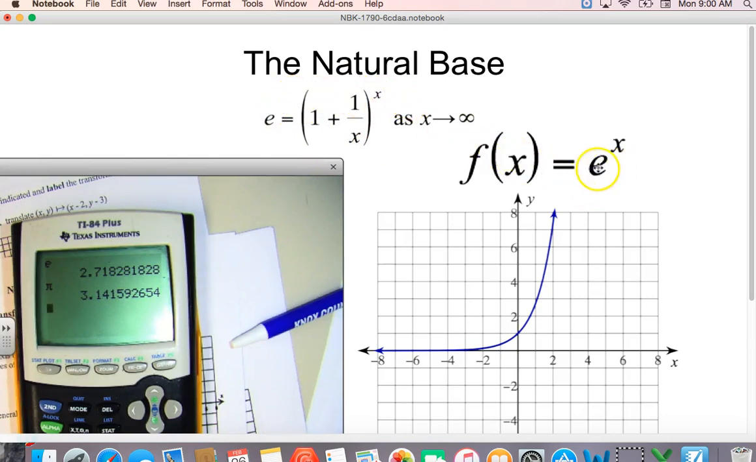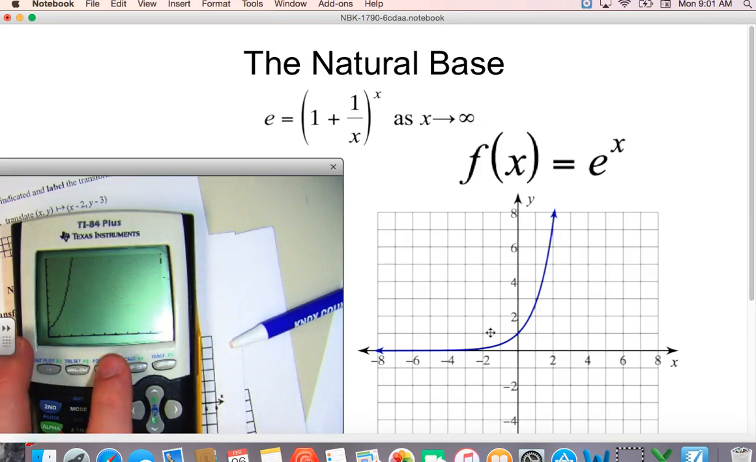So right here you can see e being used as a natural base. f(x) equals e raised to the x. And here's what the graph looks like on the calculator when you use e as a natural base. So if we did e raised to the x, you can see this graph right here on the calculator.